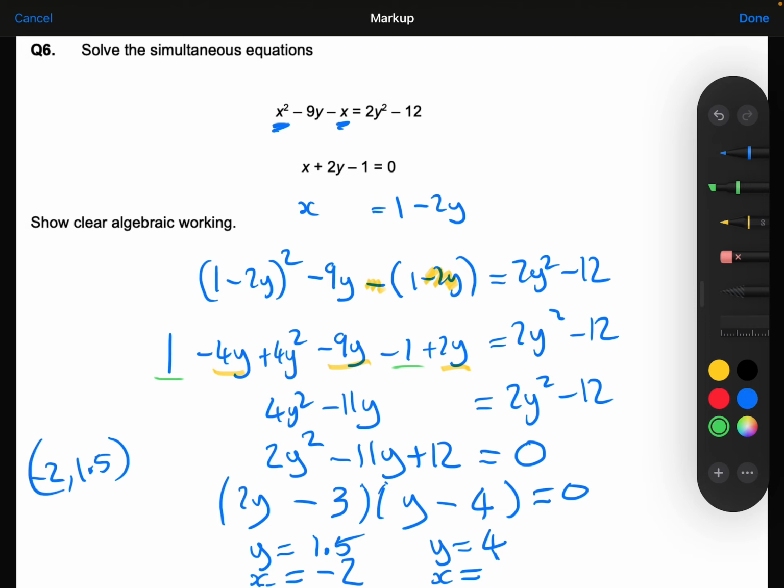And similarly, when y is 4, if I substitute 4 in here, the 2 times the 4 is 8. And 1 minus the 8 is minus 7. So when x is minus 7, y is 4.